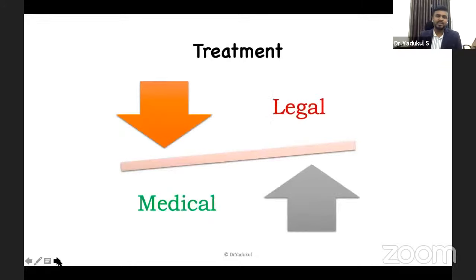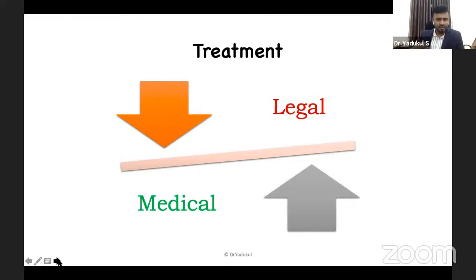Next, coming to the treatment. Whenever a case of OP poison comes and you are the lone doctor or you are practicing in the emergency department, remember, as a doctor, we have two responsibilities. One, to save the life of the patient. Second is legal responsibility. First, you have to inform the police because it is a medico-legal case. So any medico-legal case, we have to inform the police.